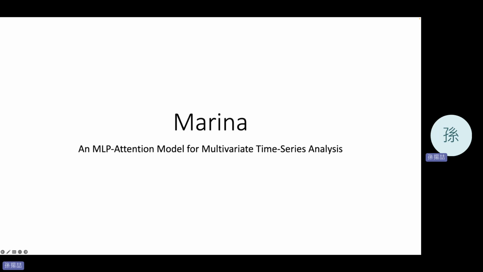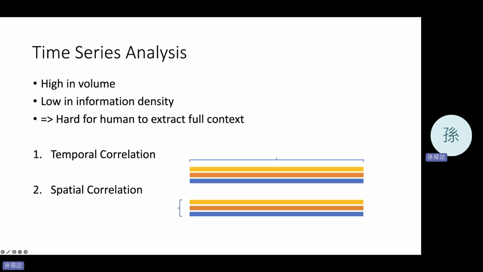Hello everyone. Today I'm going to talk about MARINA, which is an MLP attention model for multivariate time series analysis. As we know, in time series analysis the goal is to predict or forecast with data in a certain time frame. Because of that, there are two main features in time series, which are high volume and low information density. It makes it hard for humans to extract the full context because of these features.